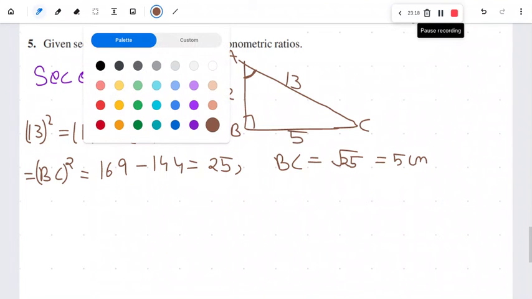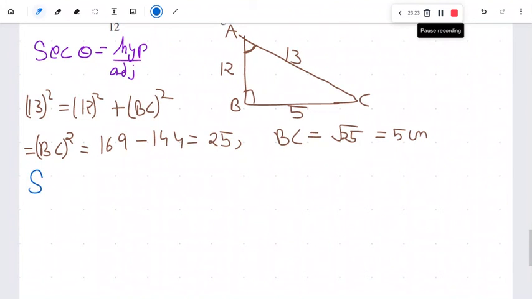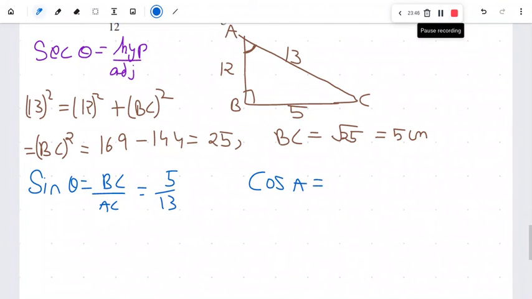Now let's super fastly find out all the trigonometric ratios. Let's start with sine. Sine theta will be BC by AC, that is equal to 5 by 13. BC is my opposite by hypotenuse, isn't it? Now cos A will be adjacent by hypotenuse, that is 12 by 13, correct?